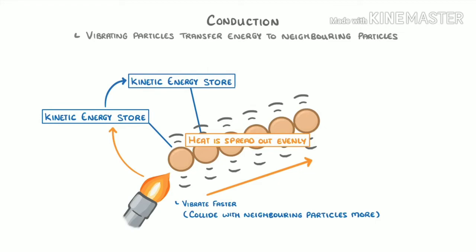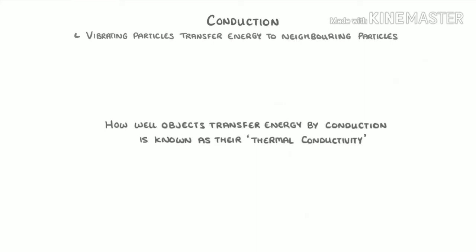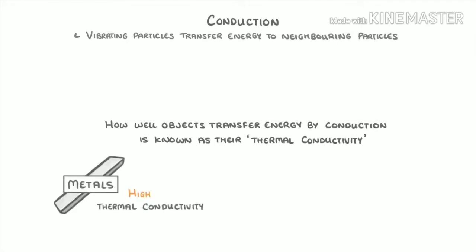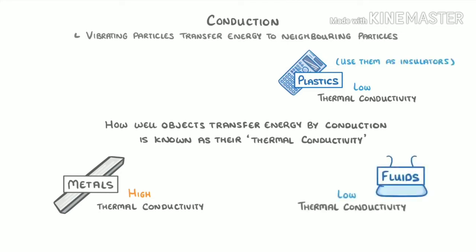Now, the reason that conduction occurs mainly in solids is because the particles in solids are held together really closely, which means there are a lot of collisions that pass on the energy. Whereas in liquids and gases, the particles are further apart and so they don't collide as much. Exactly how well objects transfer energy by conduction is known as their thermal conductivity. Metals have a high thermal conductivity and transfer heat energy rapidly, whereas plastics have a low thermal conductivity, which is why we use them as insulators, and pretty much all fluids have a low thermal conductivity.